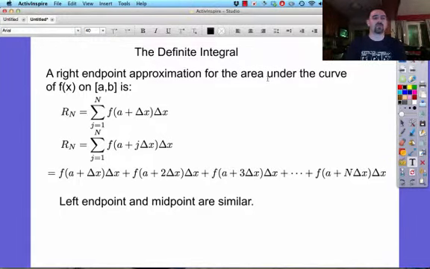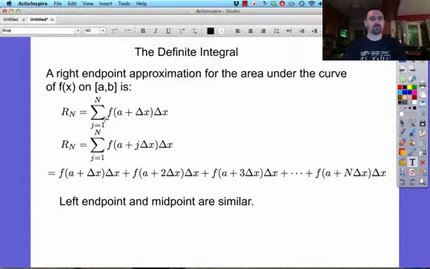So we first of all start with what we know. We have three different approximations: the right endpoint, the left endpoint, and the midpoint. There's also a trapezoid rule. There's many other rules, but basically a Riemann sum is taking rectangles. So right endpoint looks like this, right?